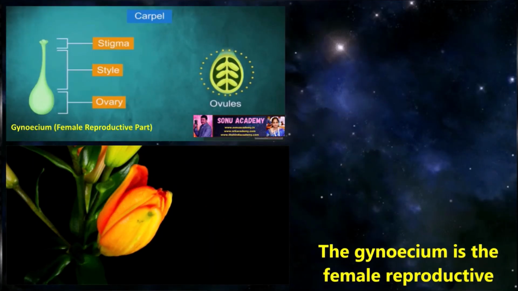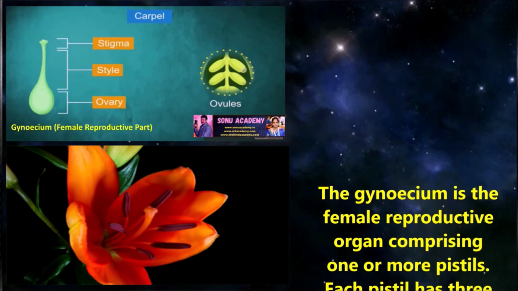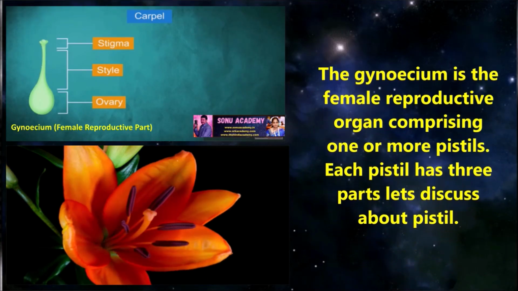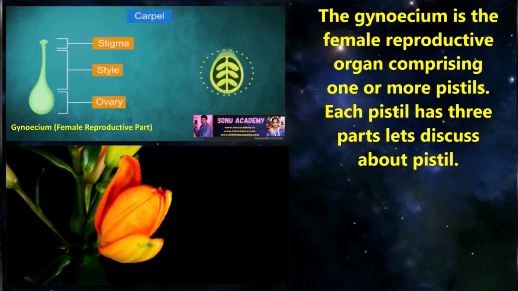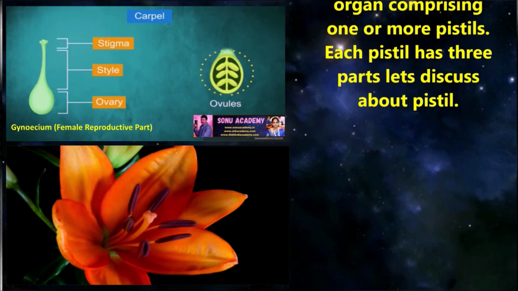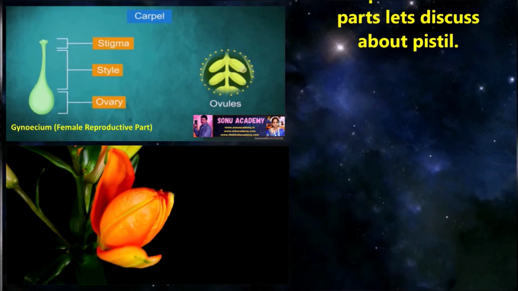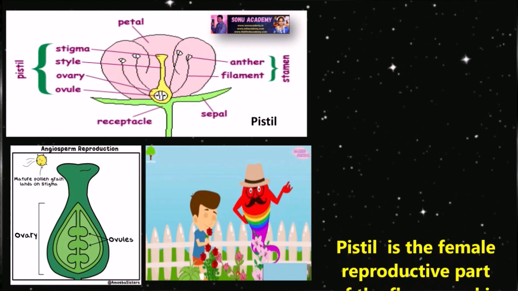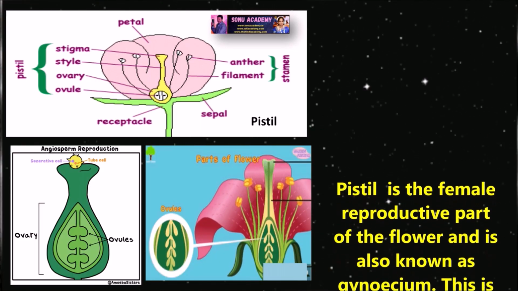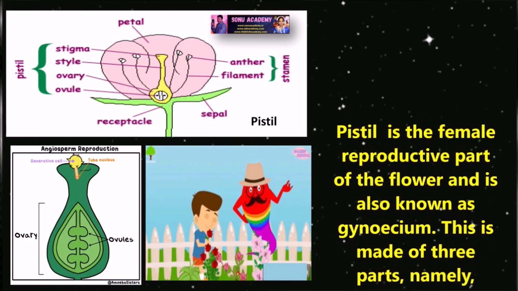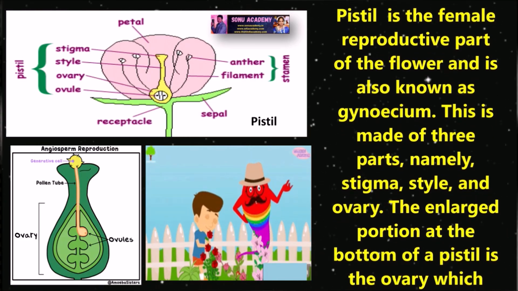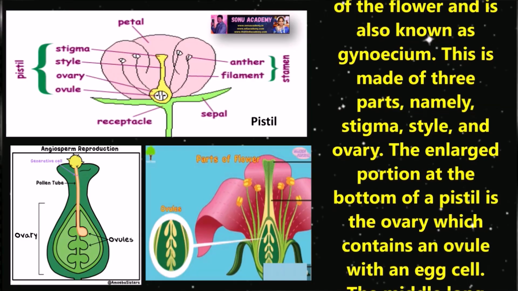Children, now let us discuss the female reproductive part of a flower, which is also called the gynoecium. The gynoecium comprises one or more pistils. Each pistil has 3 parts. Let us discuss in detail the structure of a pistil. The pistil is the female reproductive part of a flower and is also known as the gynoecium. Already we discussed that it is made up of 3 parts, namely stigma, style and ovary.